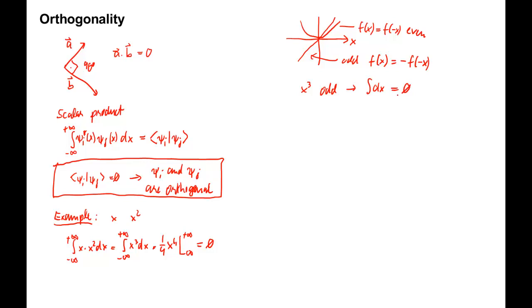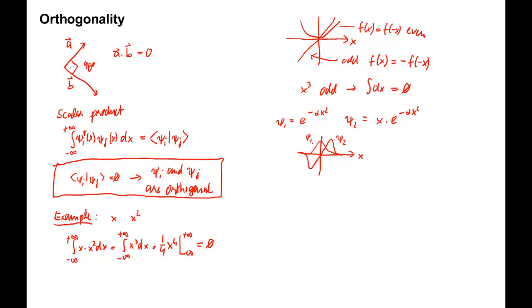Here's another example for this type of symmetry reasoning. Take the two functions psi 1 equals e to the negative alpha x squared and psi 2 equals x times e to the negative alpha x squared. If you plot the two functions, we get for psi 1 a simple Gaussian function, and for psi 2 this type of curve.